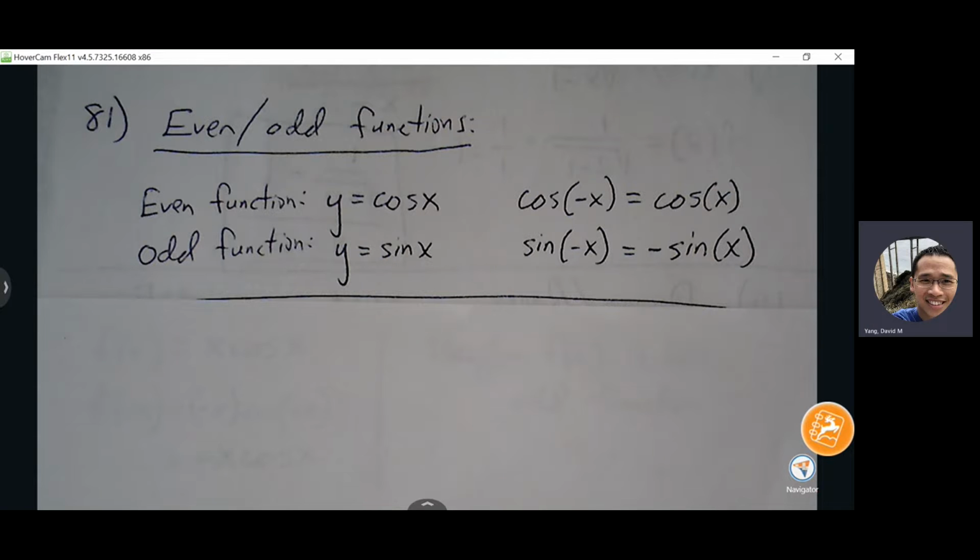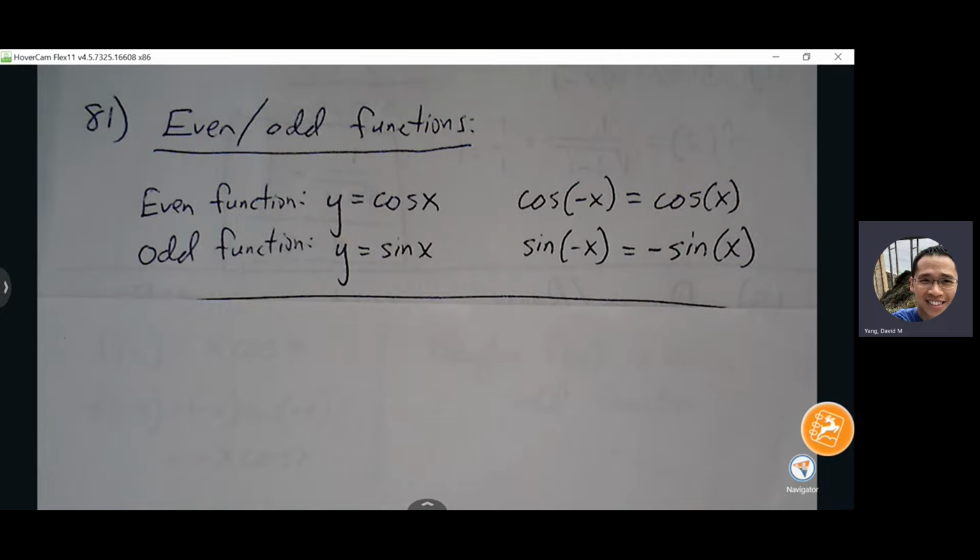Well, cosine is an even function. If you look at the cosine graph, it folds over nicely across the y-axis, and there's a perfect overlap. So what that means is if I replace every x with negative x, that's going to turn back to cosine of x. So it goes back to the original function, and there's no change.